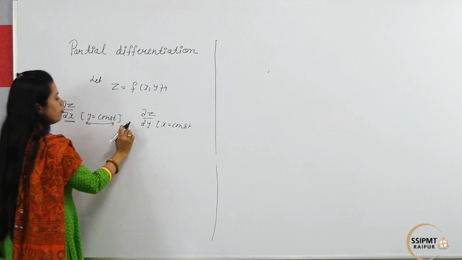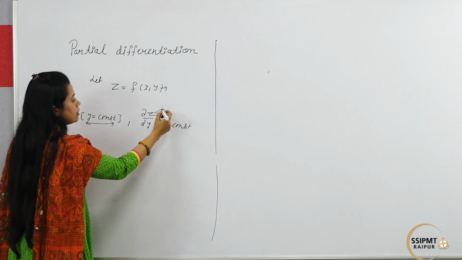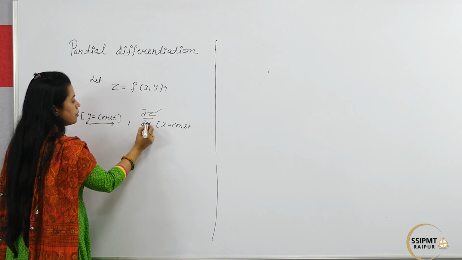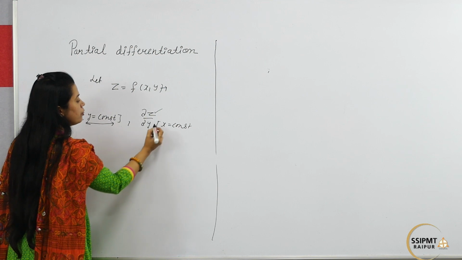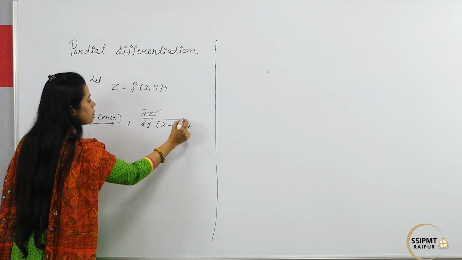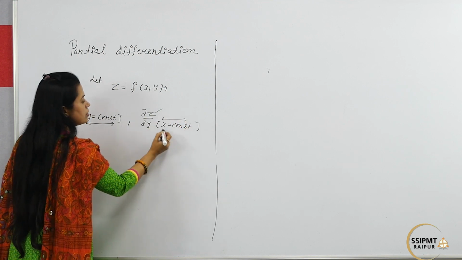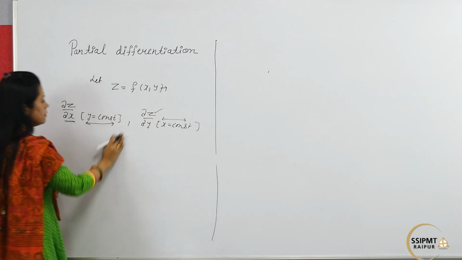Similarly, if we have to find the rate of change of z with respect to y, that means if we have to differentiate z with respect to y, then we have to ignore the x part, and to ignore it we consider x as a constant.